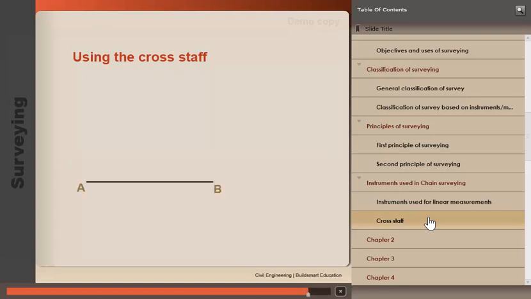We have a line AB. We want to use the cross staff to create a line BC, which is perpendicular at B. Firstly, we position the cross staff at point B. Then make 2 people stand as shown, and let them see through the holes in the cross staff. Remember their lines of sight is at perpendicular to each other.